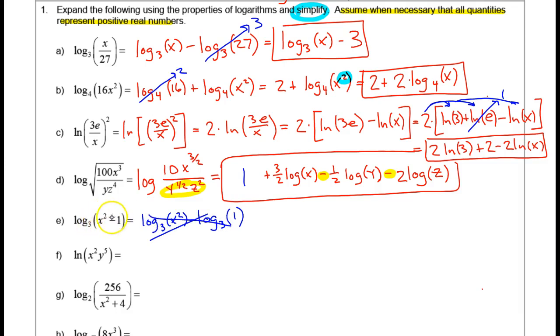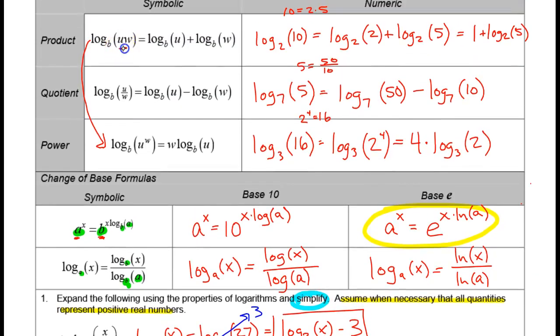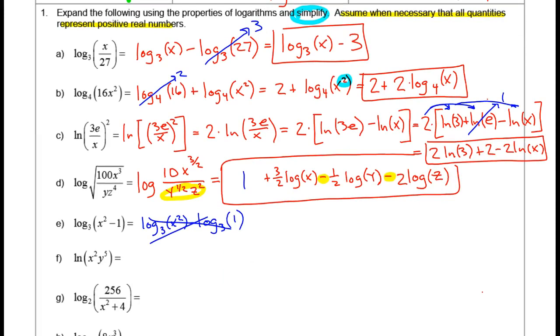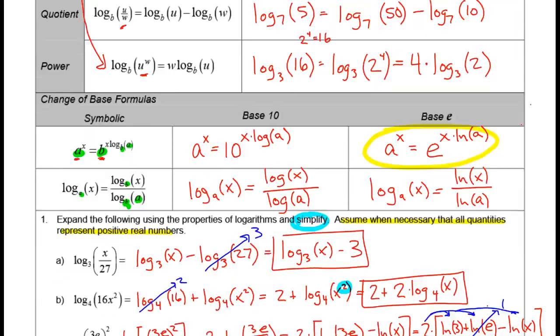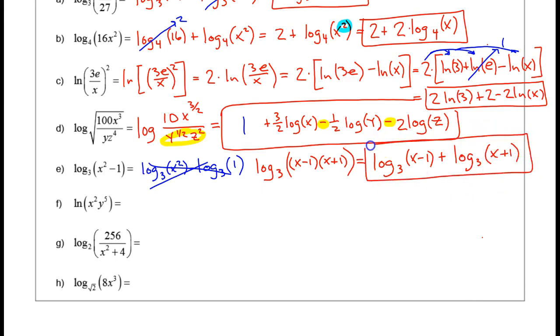Think about x squared minus 1 in there, and can you turn it either into a product, a quotient, or a power? And I think if you think about it long enough, hopefully you can rewrite it as a product because x squared minus 1 is the difference between two perfect squares. So I can rewrite this as log base 3 of the quantity x minus 1 times x plus 1. Now I have a product. I can use the product rule and rewrite this as log base 3 of x minus 1 plus log base 3 of x plus 1. And that's it, folks. You can't simplify that one any further. All right, let's move on.